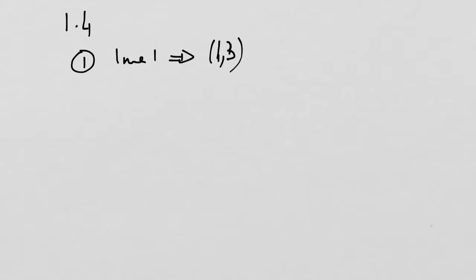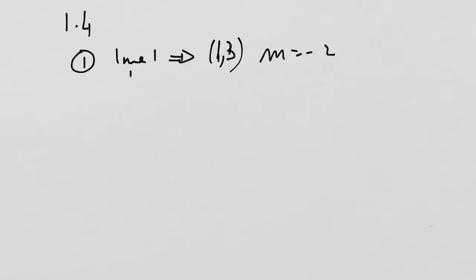Okay guys, so I am in 1.4 and I'm going to try to solve some of the problems. So first I'm going to try to solve problem number 1. The question is: find the equation of a line going through the point (1, 3) with a slope m equal to negative 2.